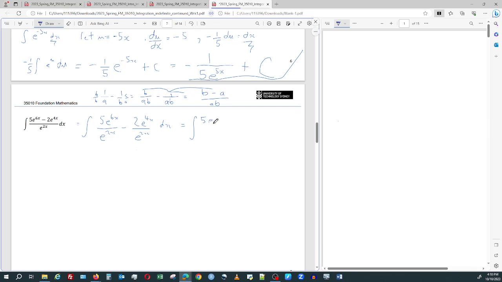So e to the 6x minus 2x, minus 2 e to the 4x minus 2x dx. That's a bit big, so we'll shrink it down a little bit. Okay, so this is not terribly difficult.